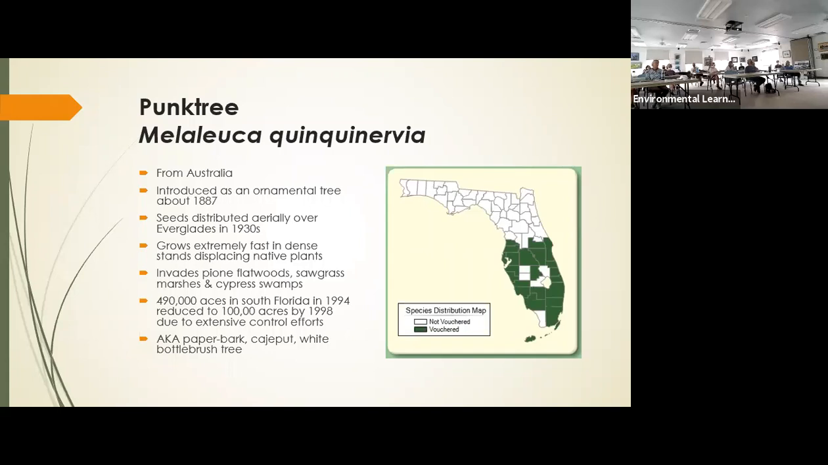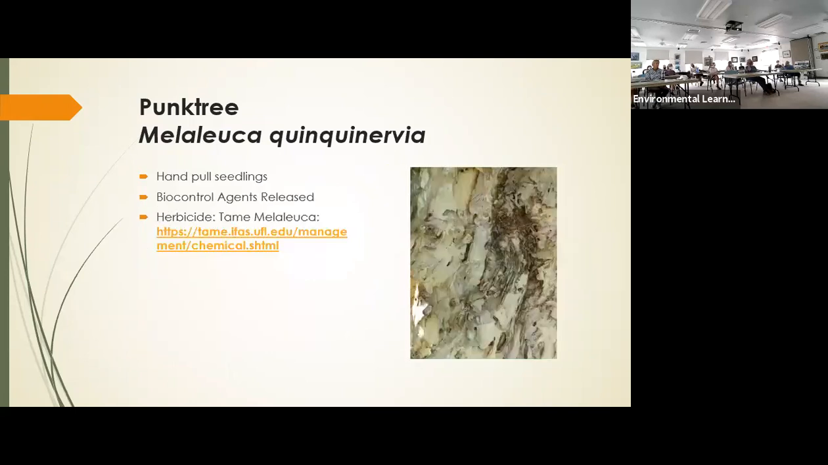Clearly it was unsuccessful at drying up the Everglades, but it cost taxpayers probably over $1 billion to reduce the acreage. So this is one of the few invasive plants where populations are declining, from about 500,000 acres in South Florida in 1994 to 1,000 acres in 1998. So this is continuing to decline in acreage in the state. Next slide. Hand pull seedlings.